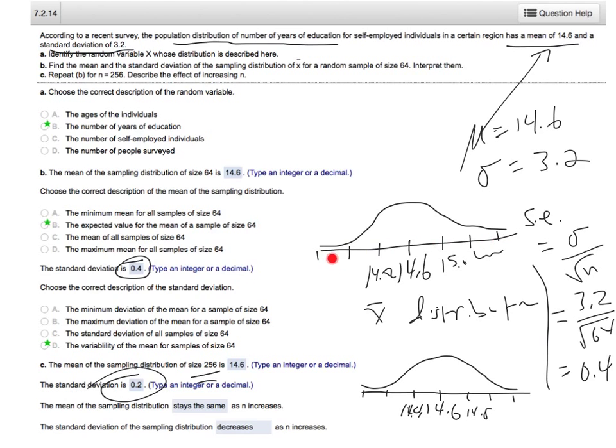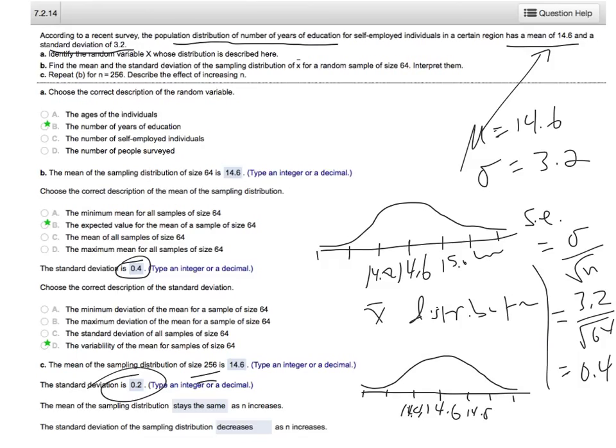It wouldn't surprise us at all to have an X-bar that's, say, bigger than 15 if we only ask 64 people. If we ask 256 people, it would be very surprising to get an X-bar value of 15 or higher. It would have to be way out here. So the larger the sample size, the less variability there is in the sample statistic X-bar. That's what's being reflected here.